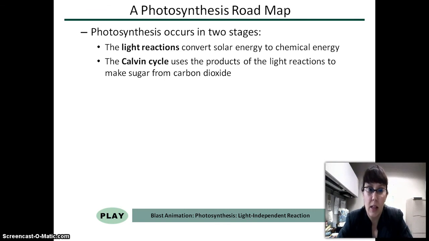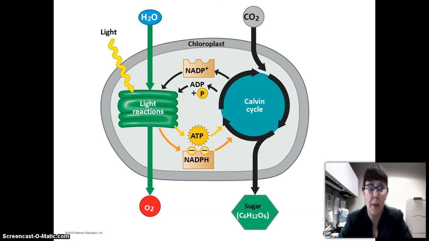The Calvin cycle is sometimes called the dark reaction because it can happen in the dark. So some plants will perform light reactions during the day and the Calvin cycle at night. Other plants will go through both the light reactions and the Calvin cycle at the same time. So let's have a quick look.